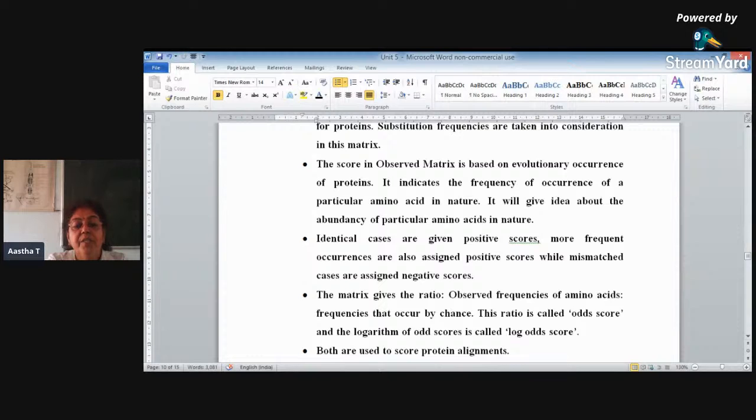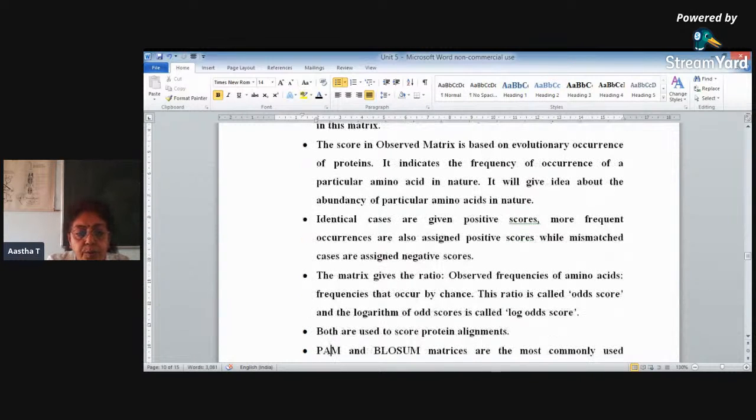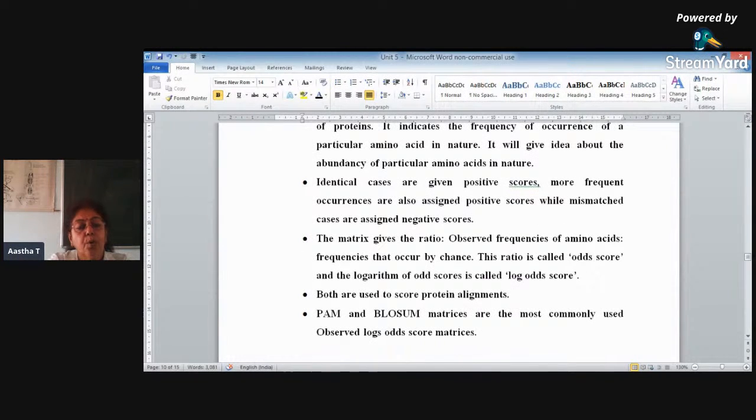The logarithm of this odds score, म्हणजे तुम्ही काय करायचे, ऑब्झर्व फ्रिक्वेन्सी ऑफ अमायनो ऍसिड काय दिसलीये तुम्हाला इव्होल्युशनच्या ट्री मध्ये, किंवा as organisms have evolved, which type of amino acids are frequently observed and which are occurring by chance. त्याचा रेशो काढायचा, त्या रेशोला आपण ऑड स्कोर म्हणतो. त्याचा लॉग काढायचा, तो लॉग असेल लॉग ऑड स्कोर्स. Both are used to score protein alignment. याच्यावरून मग प्रोटीन अलाइनमेंट कॅल्क्युलेट केले जातात.